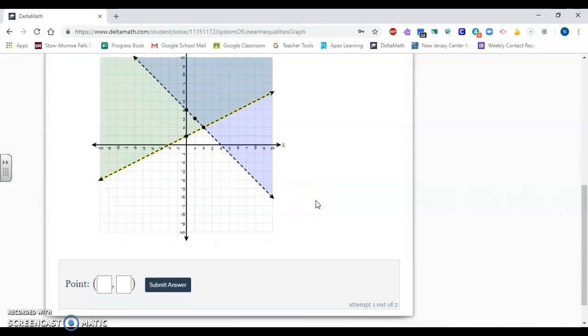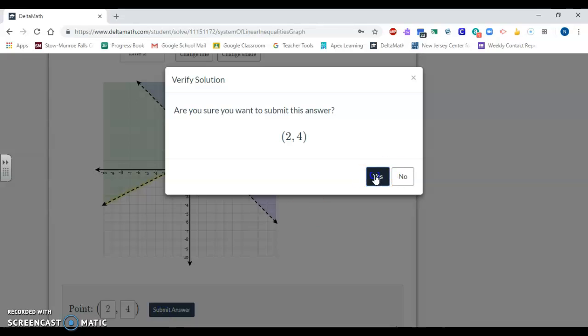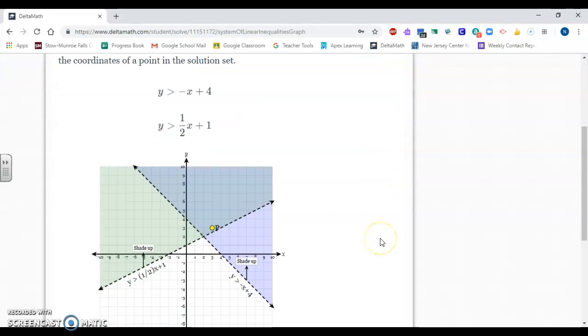You're not quite done. All you have to do is tell me some random point that lies within that region. It can be 0, 8. So 0, 8 works. You can go 2, 4. That'll work. I'll just prove it to you there. 2, 4. And that's what we got.